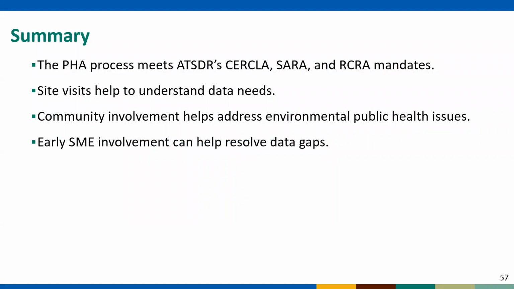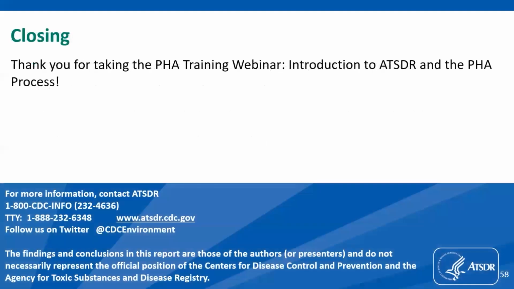Now, I'd like to summarize what we've talked about today. We discussed how the PHA process helps us meet the CERCLA, SARA, and RCRA mandates. Visiting sites helps us understand our conceptual model of the possible exposure to contaminants in the environment around that site, and community involvement helps us address environmental public health issues and communicate with residents near the site. And early involvement of SMEs is key to help us resolve data gaps. And that's the end of our presentation. Thank you for your interest in this topic.